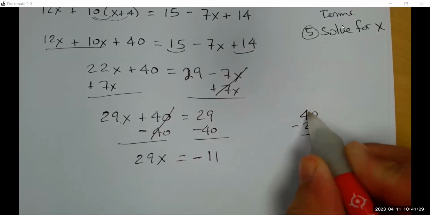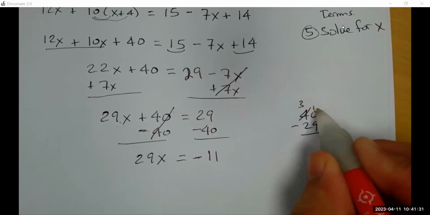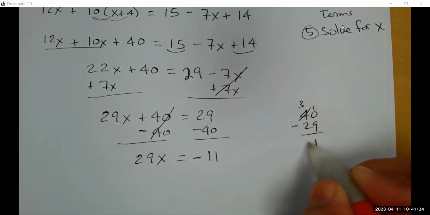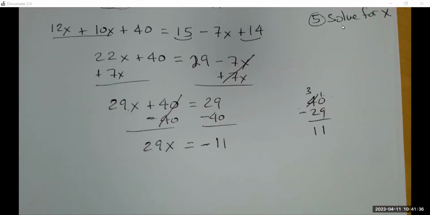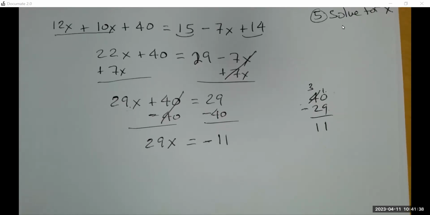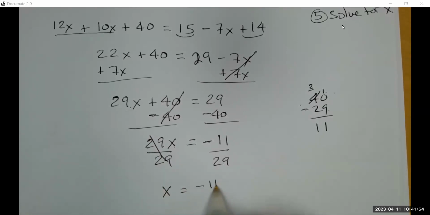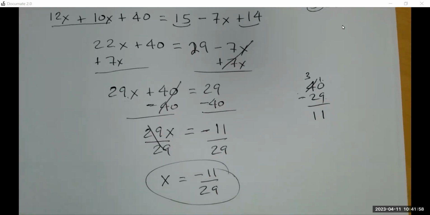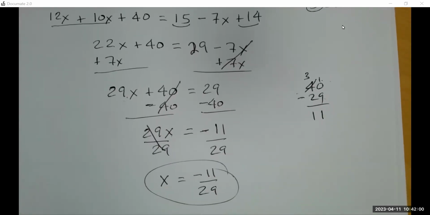Zero minus 9, you can't do it, so you got to borrow 1. 10 minus 9 is 1. 3 minus 2 is 1. So the answer is negative 11. Since you're solving for x, we have to get rid of the 29. Since they're multiplied, we got to do the opposite and divide both sides by 29. And I'll say that's the answer.